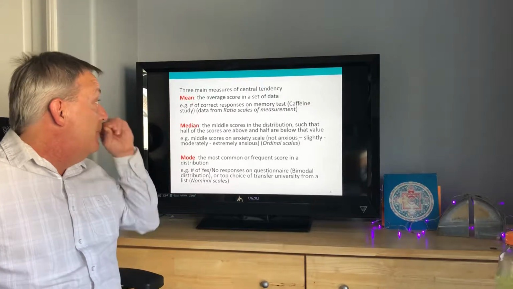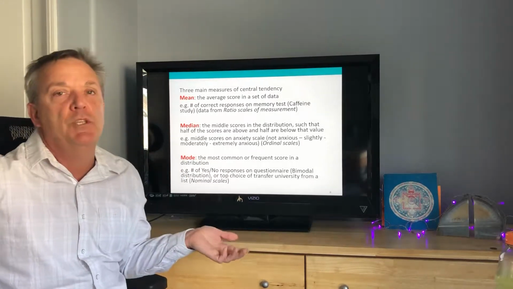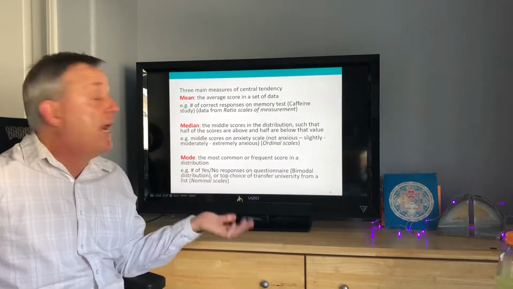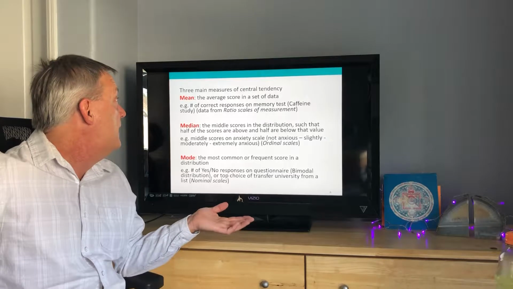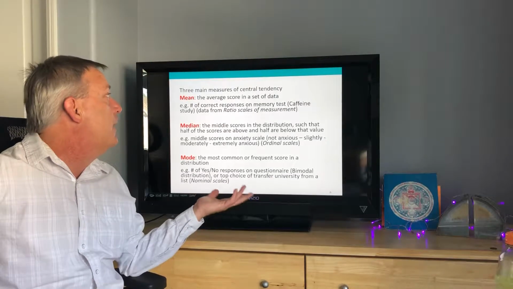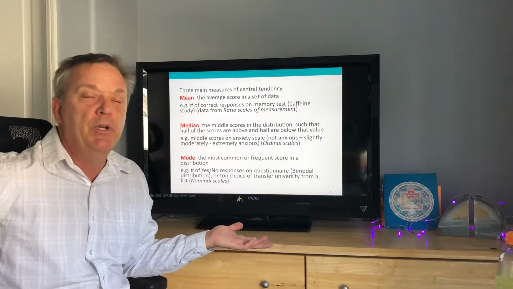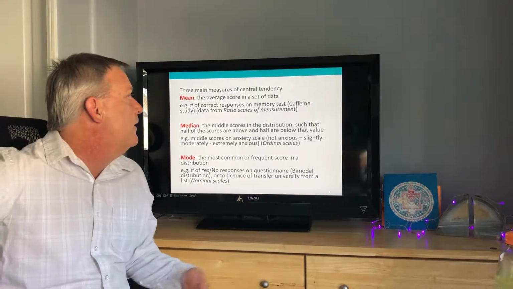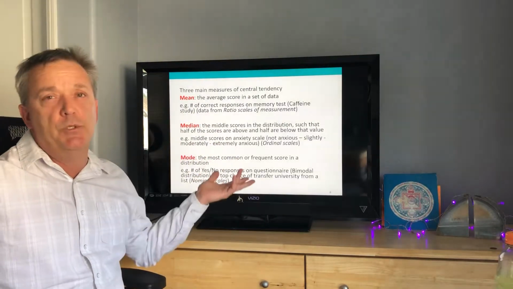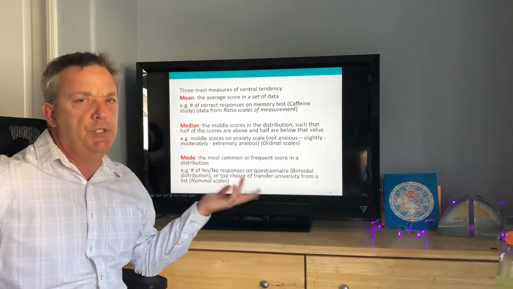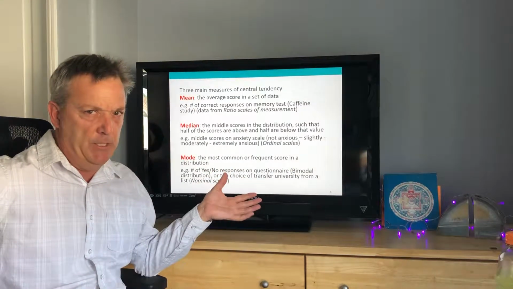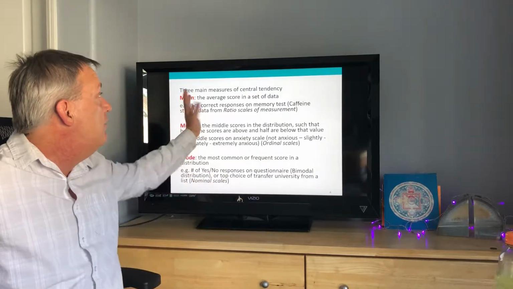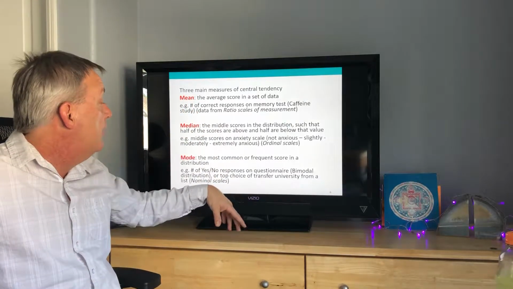The first one is the mean, and that's the most common one that you see with most research that's reported. And of course, it's the average score in the set of data. The example I give is the number of correct responses on the memory test for the famous caffeine study. And this, of course, is data from ratio scales of measurement. And as you'll see, depending on the scales of measurement that you use, it's best to report one measure of central tendency over the other.